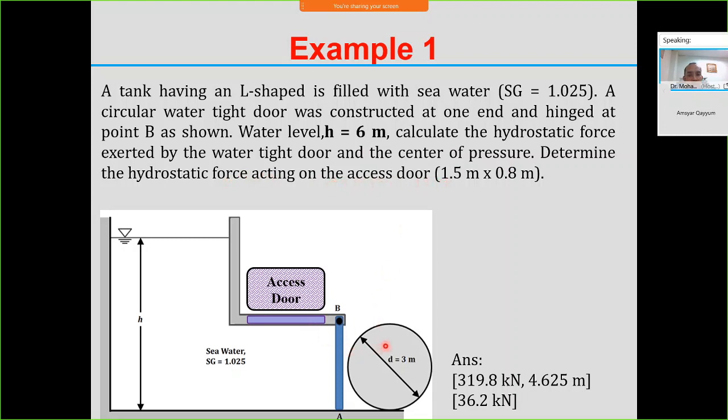Okay, so there are two questions. The first question is for this circular door. The question asks how much is the hydrostatic force and where is the center of pressure. The second question is for the access door. How much is the hydrostatic force and where is the location of the center of pressure.